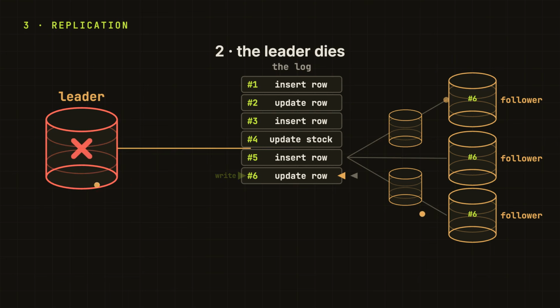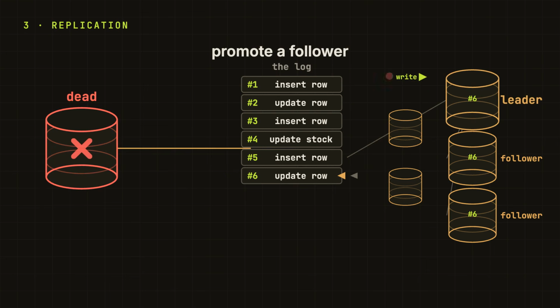And two, if the leader dies, we can promote one of the followers to be the new leader. This is called a failover. So the database is no longer a single point of failure.